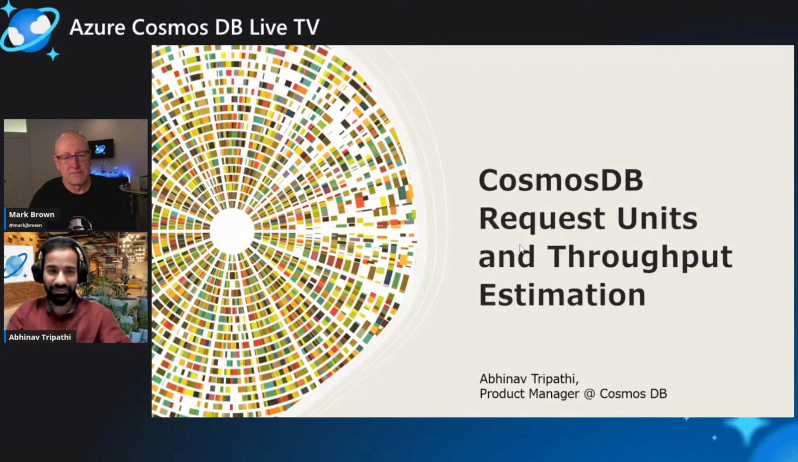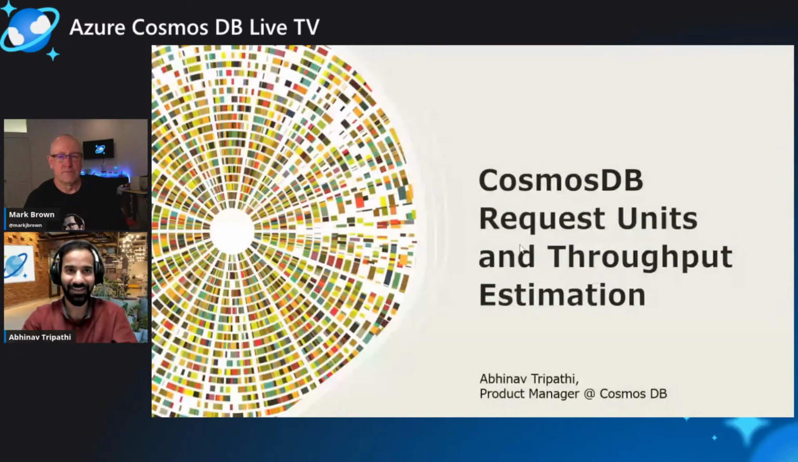All right. So I'll start with covering a little bit about request units, or RUs as we refer to them in short. A lot of people get confused about what RUs are and how to estimate their workloads. So I'll be covering those things, and then I'll walk you through the capacity planner, or we also call it capacity calculator. It will give you a good idea about your throughput estimation.